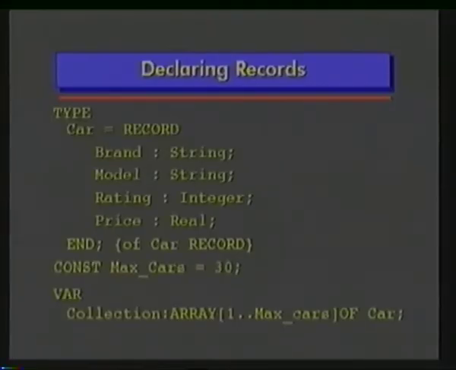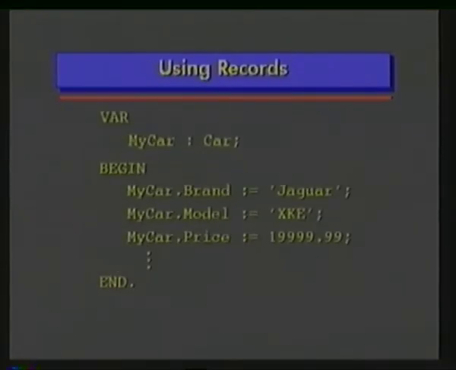Each record is made up of one or more fields. Each field can be of any data type, including user-defined types. Here's a sample definition and declaration using records. Note that we use the record type we defined to create an array of records. This array can contain a record for each car in the collection, up to the limit we set, in this case, 30. We can refer to the fields in a record using dot notation.